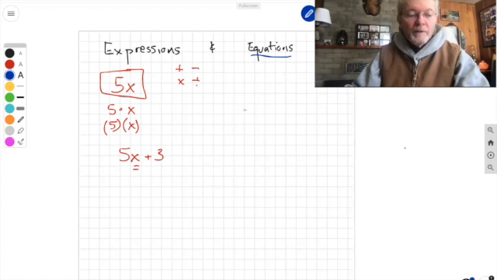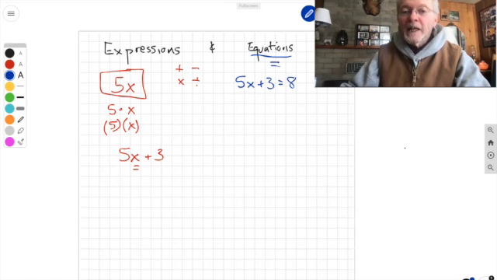In order to solve for the number that a variable represents, we need an equation. So an equation is when one expression is set equal to another expression. For example, 5x plus 3 equals 8. An equation has an equal sign. Expressions have no equal sign.